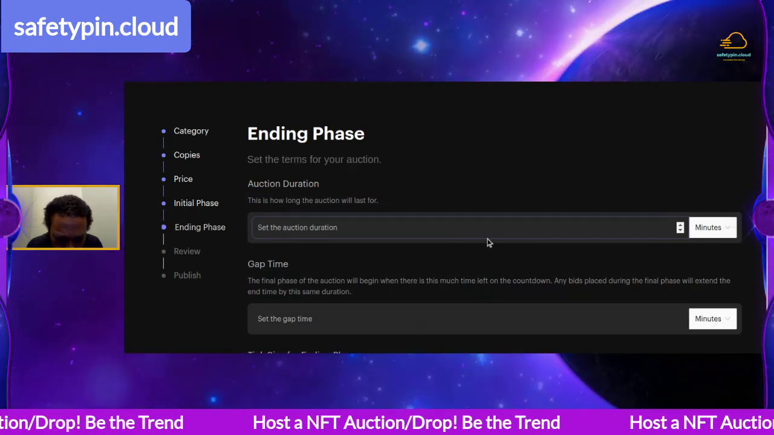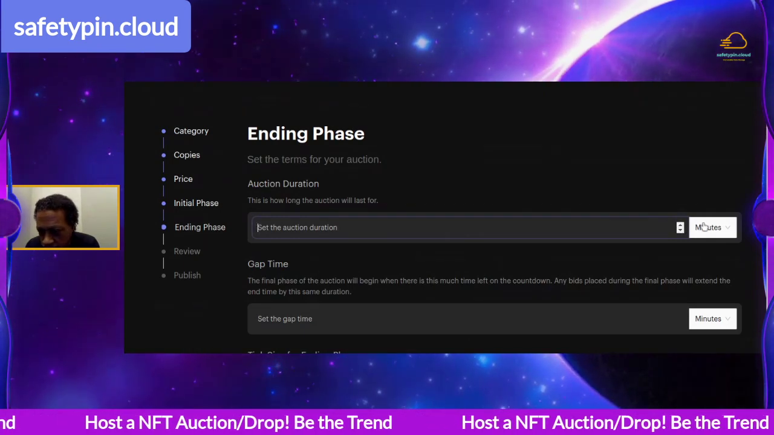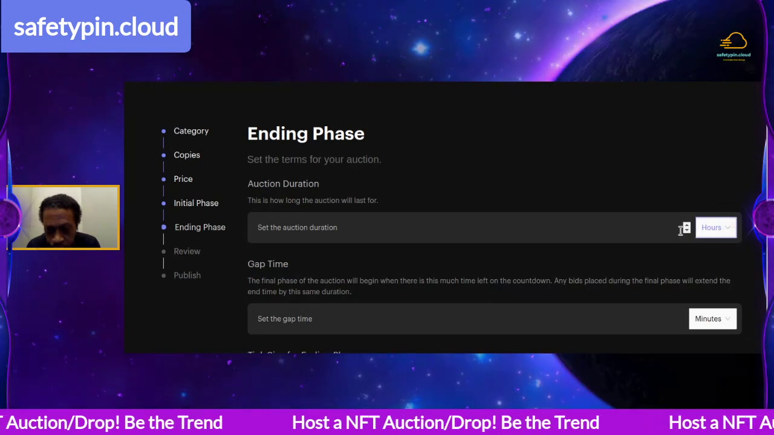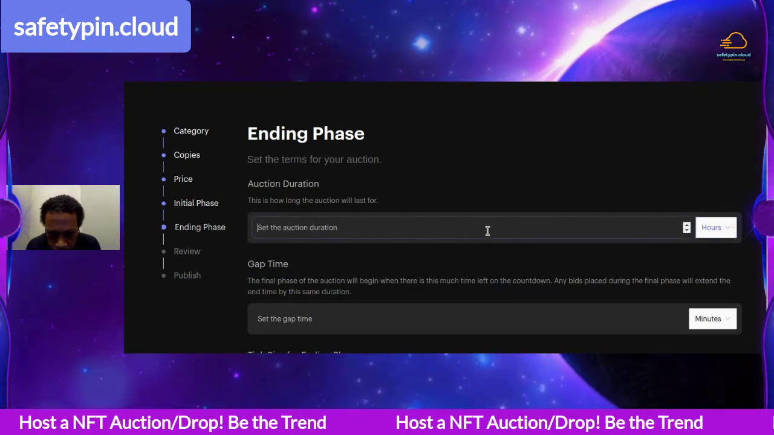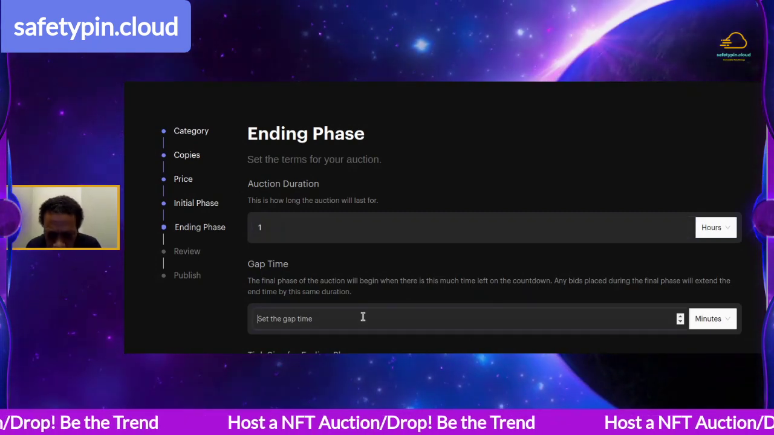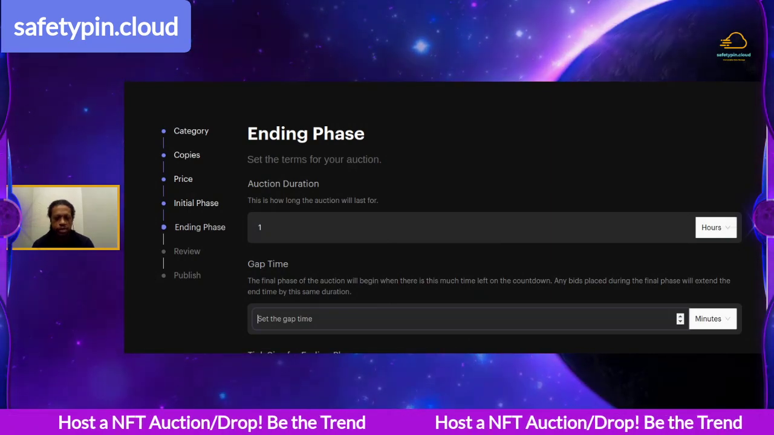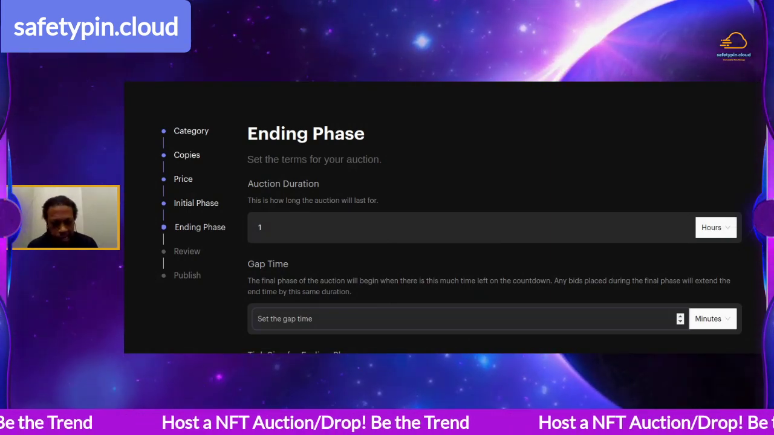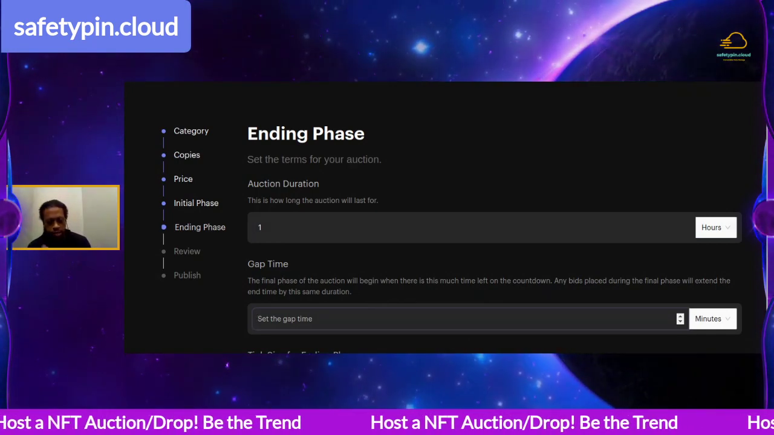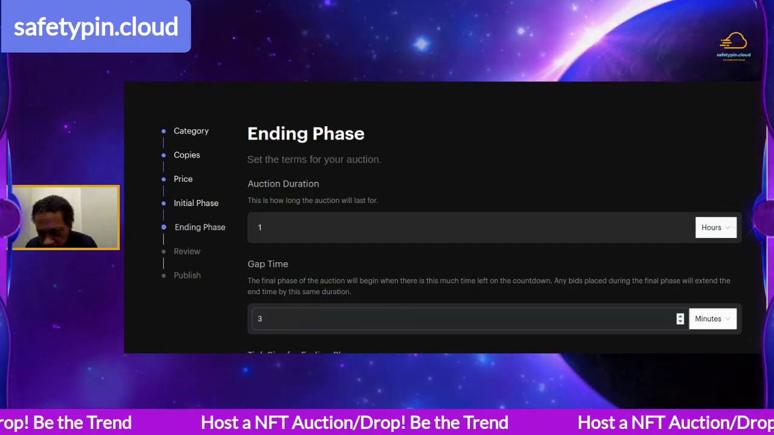And now what we're going to do is set the auction duration. For the purposes of this particular show, we're going to set the auction at an hour. And the gap time. And this is where we set that 5 minutes gap. How much time do we want to give them to extend between that person making a bid and the next person making their bid? But it has to be at that 1% increment of that. So we'll put the gap time at 3 minutes.